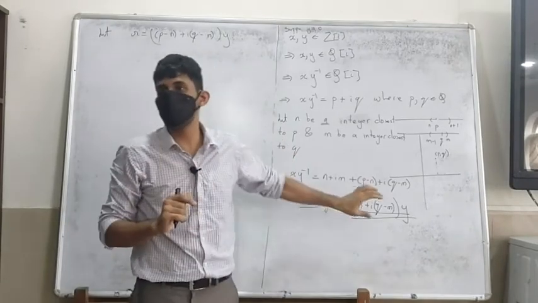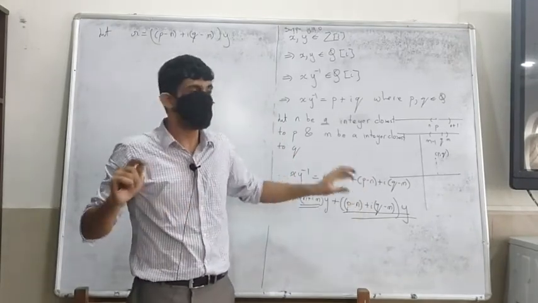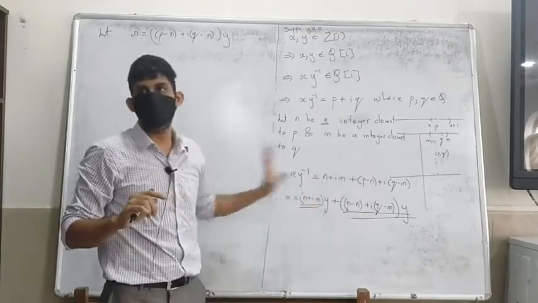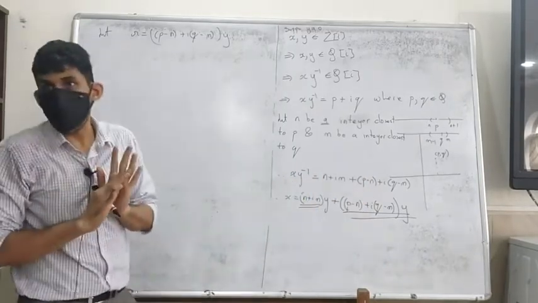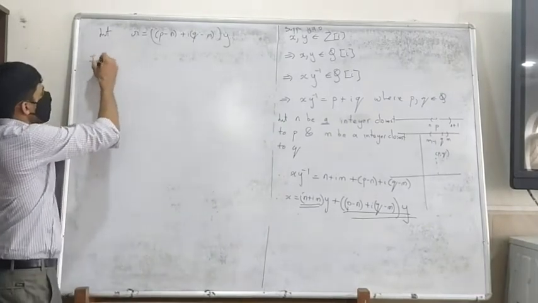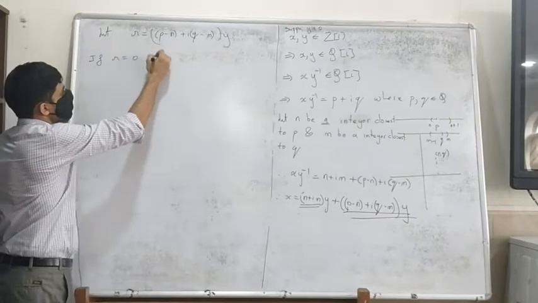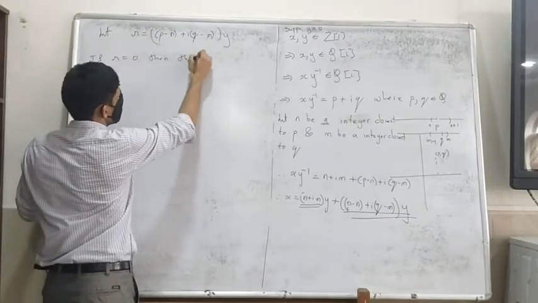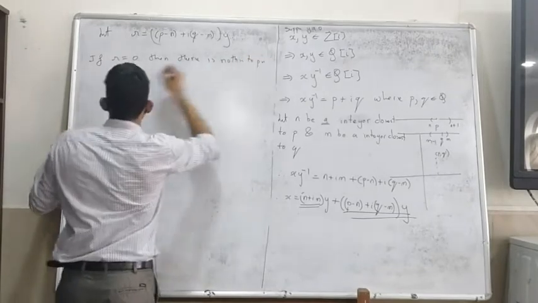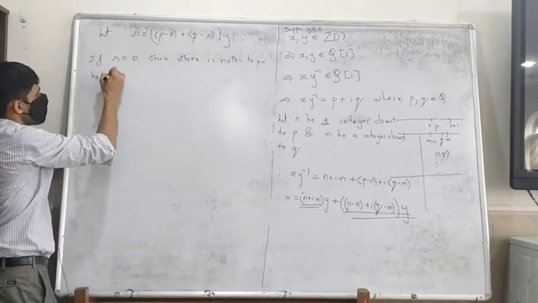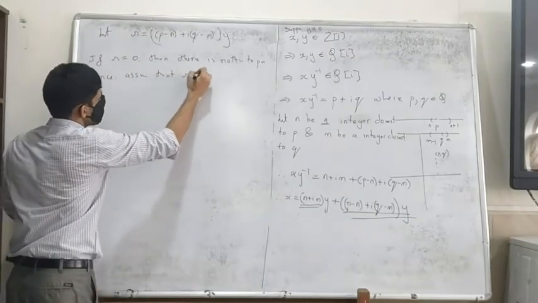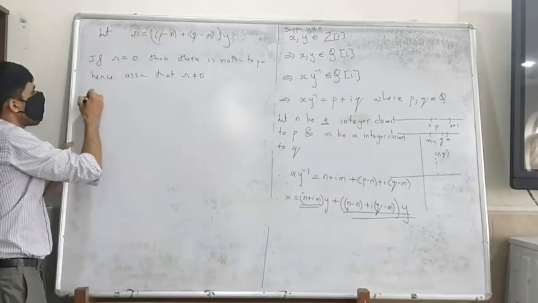What do we need to show? We need to show that either r is 0 or d of r is less than d of y. If r is 0, there is nothing to prove. So assume that r is non-zero. Okay, so therefore what happens?